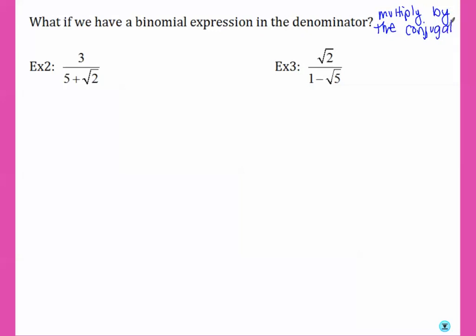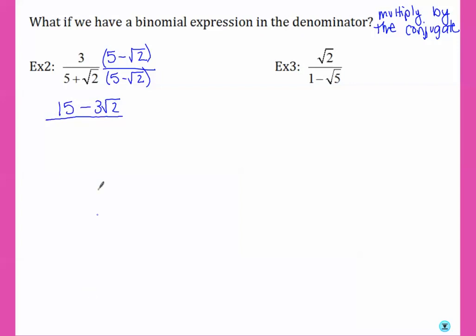And we've talked about the conjugate in a couple previous units. If you recall, it's the binomial with the opposite sign in the middle. So we're going to multiply top and bottom by 5 minus the square root of 2. On the top, we're going to distribute the 3, so we'll have 15 minus 3 square roots of 2.